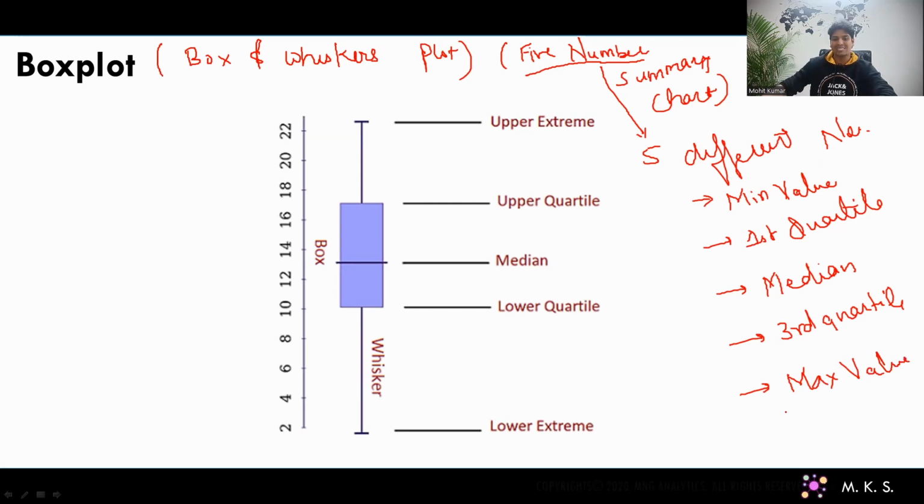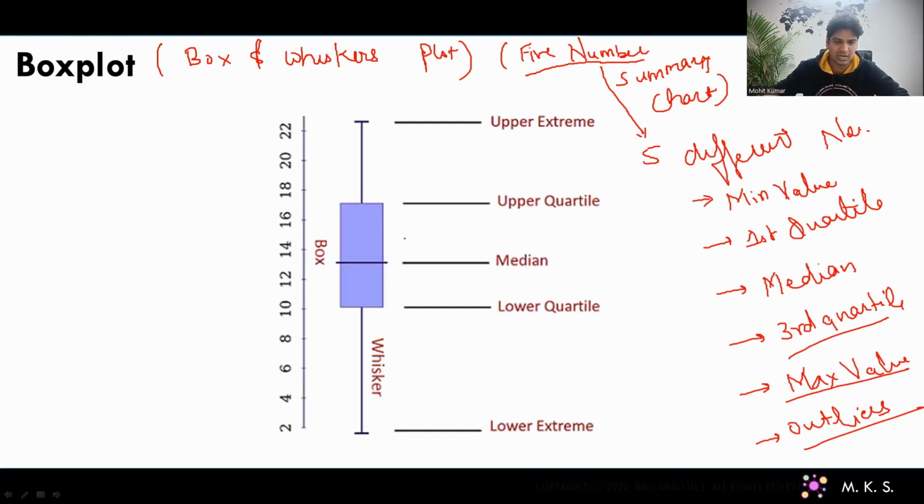Now the maximum value, guys, is not the actual maximum value of your variable, and the minimum value is not the actual minimum value. Sometimes it is the minimum value. Sometimes you will have outliers present in your data. Now there are calculations. Those calculations we are going to discuss, guys, right? So now first let's look at the shape, how our box plot looks.